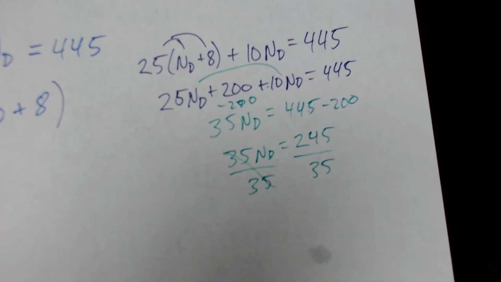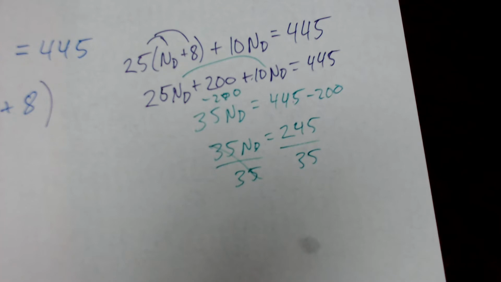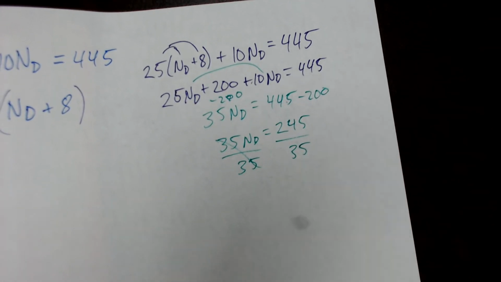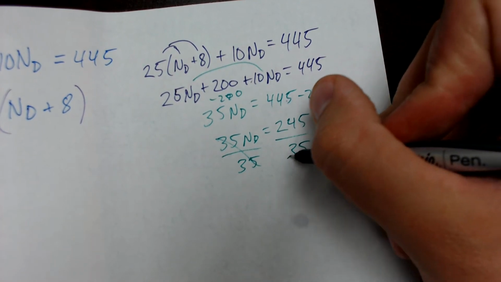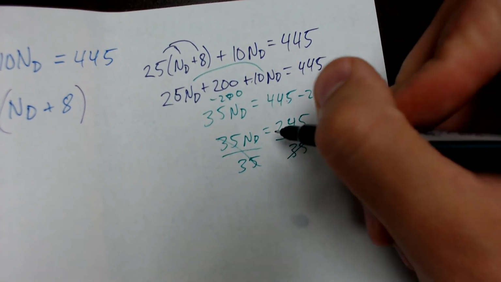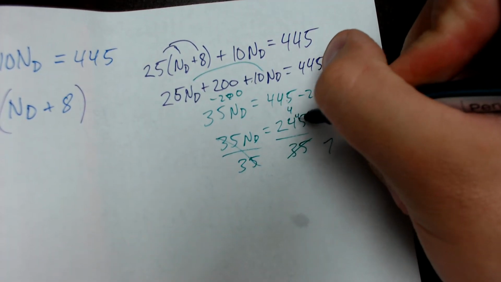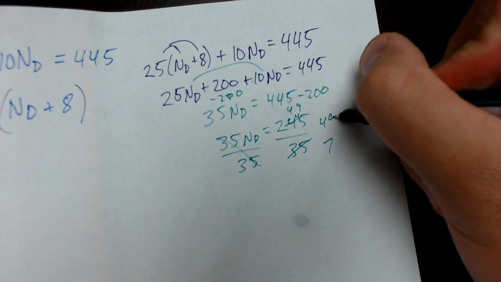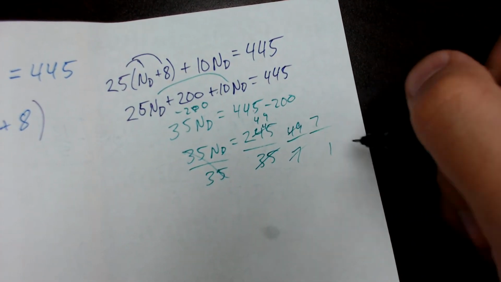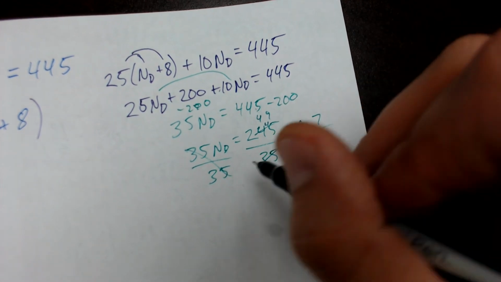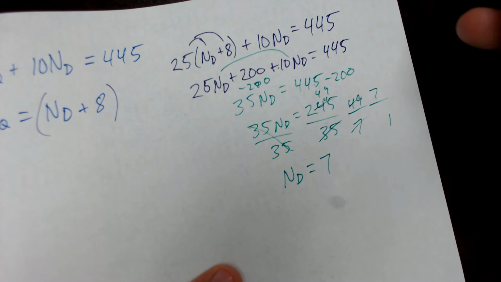Now I just have to divide each side by 35 and find out how many times 35 goes into 245. Why out of focus again? There we go. All right, so 245 and 35 are both divisible by 5. 5 goes into 35 7 times. 5 goes into 245, let's see here, goes into 24, 45, 9 times. So now I have 49 over 7. And then 7 will go into both of those. So I get 7 over 1. A little bit of reducing lets me know that number of dimes is equal to 7.